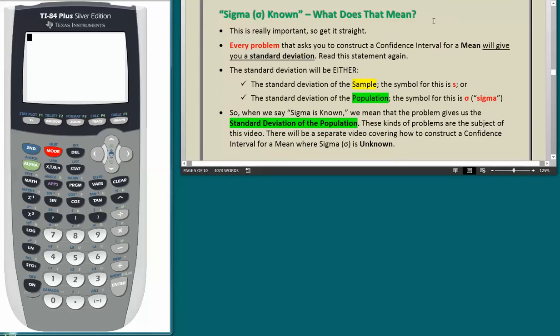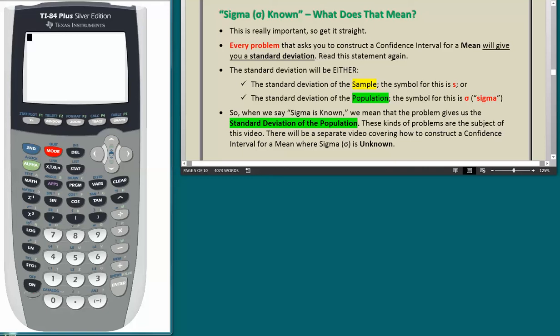Again, the title of this video is Constructing a Confidence Interval for a Mean Where Sigma is Known. Well, what does that mean, sigma is known? This is really important, so get it straight. It's not a request. You've got to get this straight. Every problem, you see that in red, every problem that asks you to construct a confidence interval for a mean will give you a standard deviation.